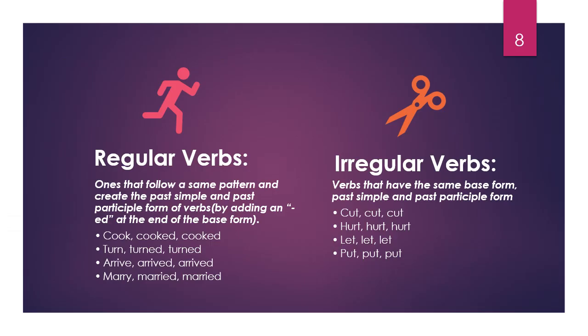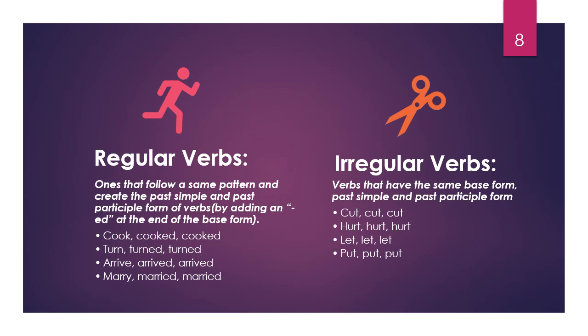The next category of verbs is regular verbs and irregular verbs. Regular verbs are the ones that follow the same pattern. They have a base form, and from the base form we derive the simple past and the past participle form. We derive these two by adding ed to the base form. Cook becomes cooked, and the third form also is cooked. So: I cooked the food, I had cooked the food. First form, second form, and third form. Likewise, turn, turned, turned.